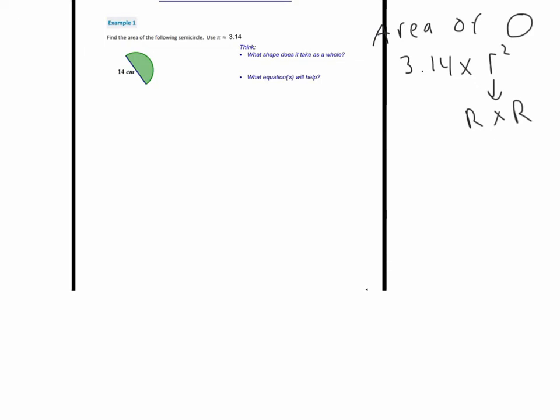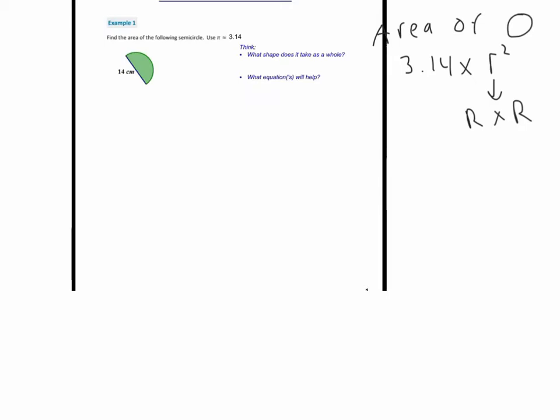Alright, so today we're going to continue our work with circles. So it says, find the area of the following semicircle, use pi, which equals 3.14. Okay, so notice here, I know that you probably already noticed that we do not have a full circle, we actually have a semicircle, which means half of a circle. But we're going to start by just solving for the area of this as if we had the whole circle itself. Okay.